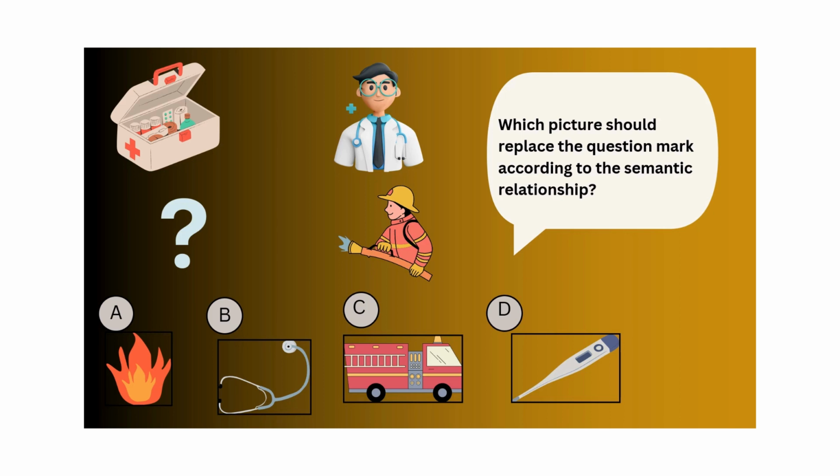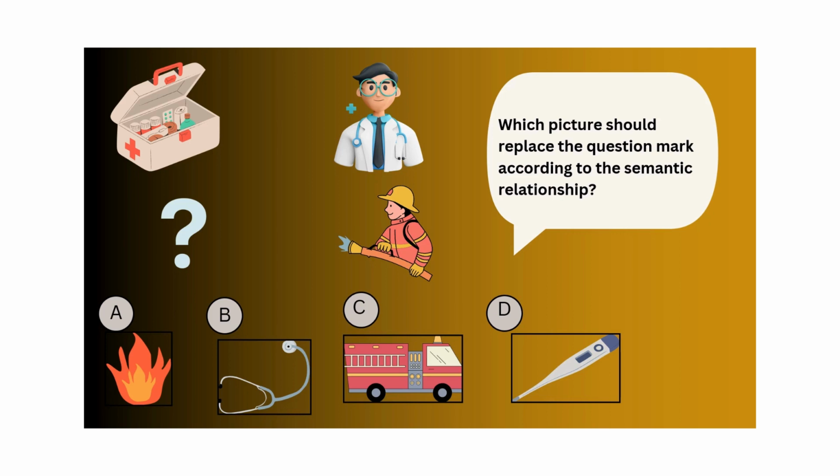This is like there is first aid, and then there's a doctor, and then there's a firefighter, and then there's a question mark, and we have A, B, C, D, and then we have some tools there, or maybe some pictures there, and we have to figure out what it is. As you can see in this box, which picture should replace the question mark according to the semantic relationship? So we know this is a semantic relationship.